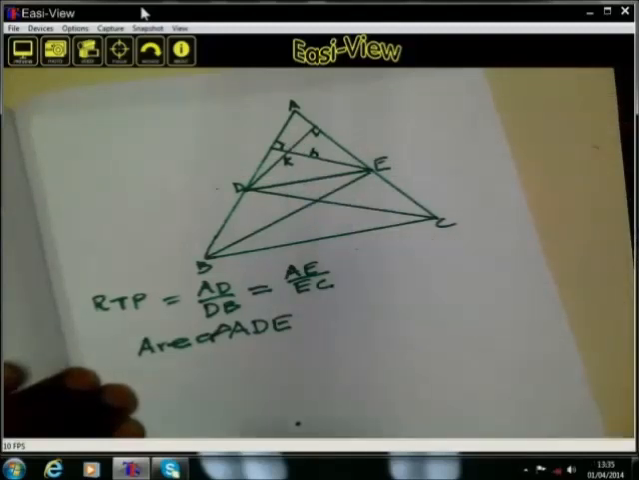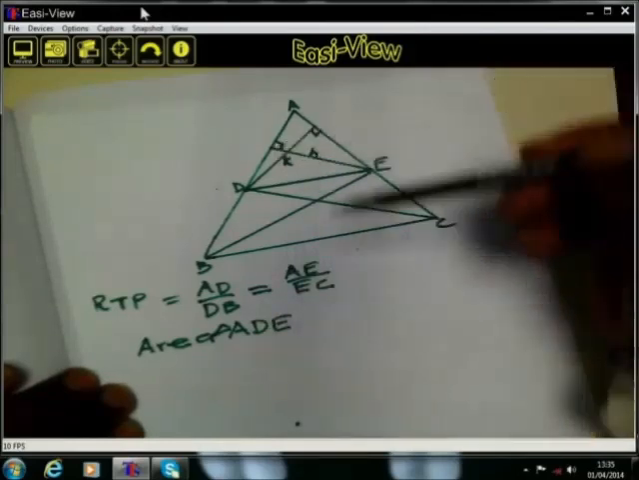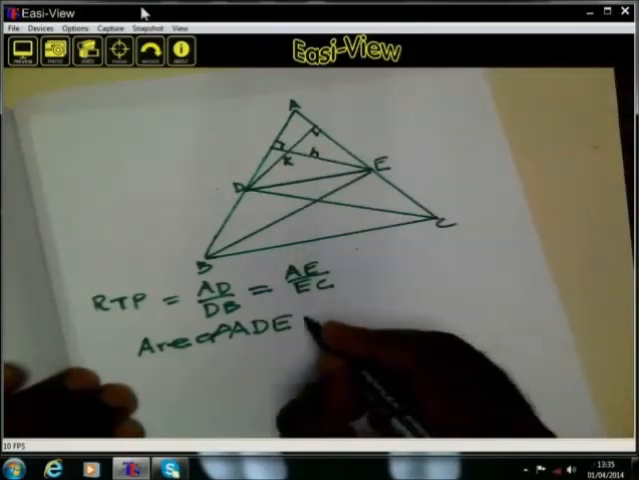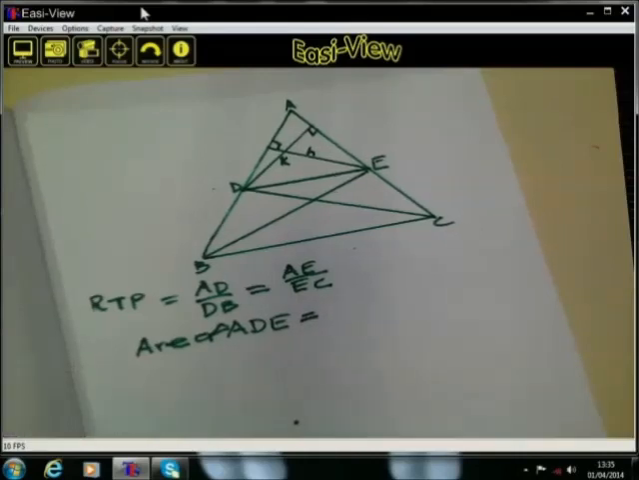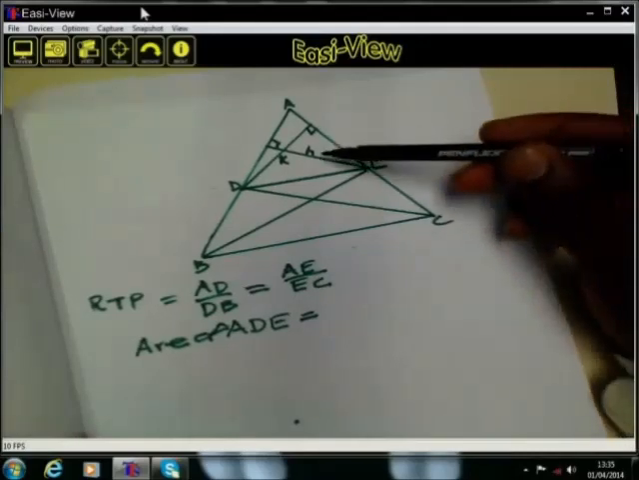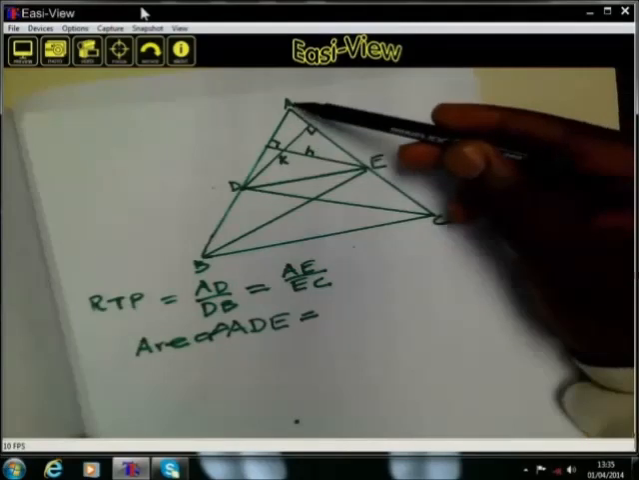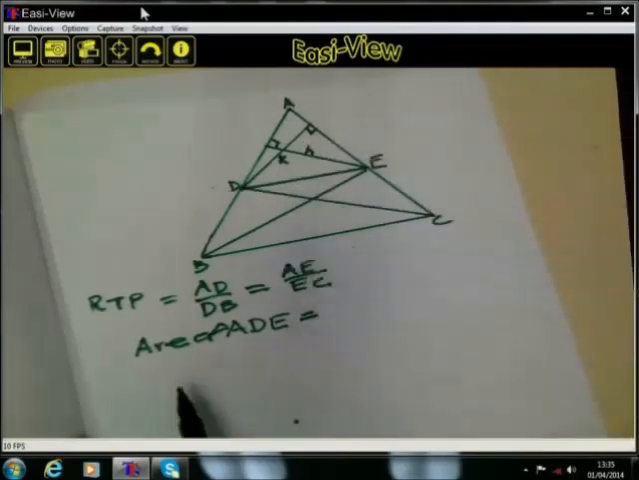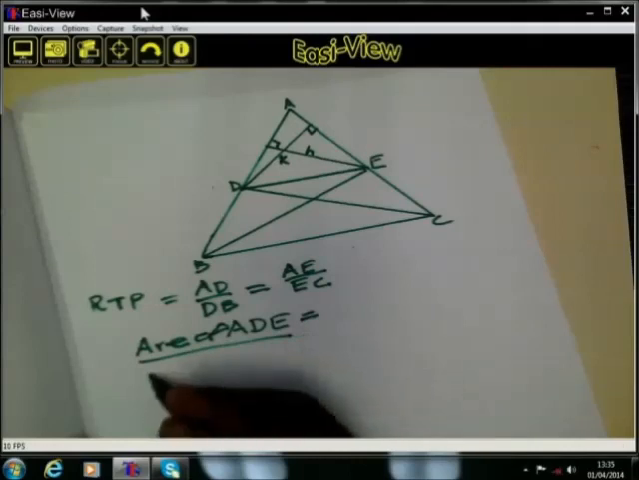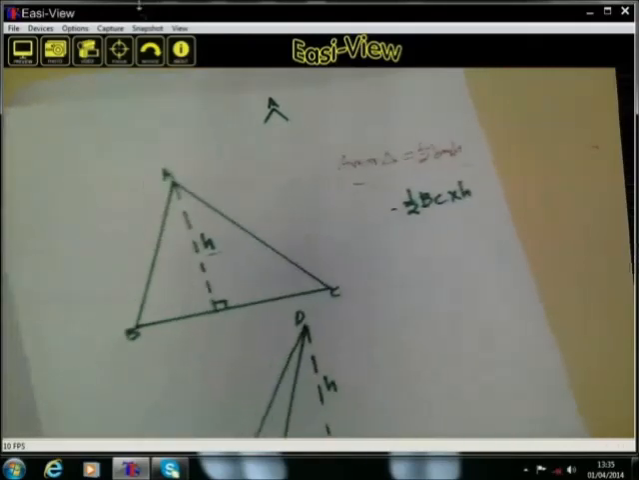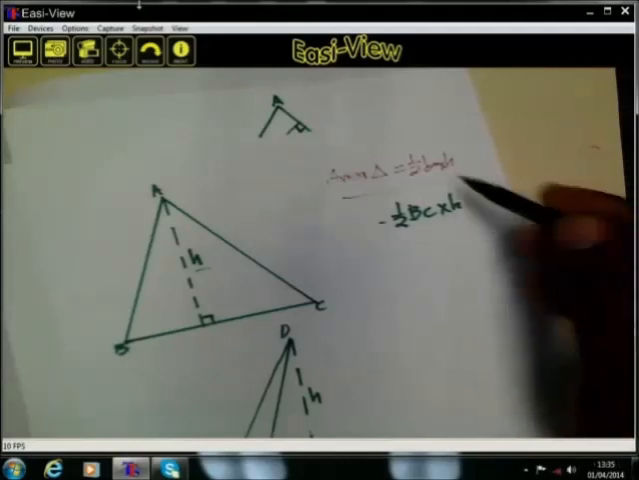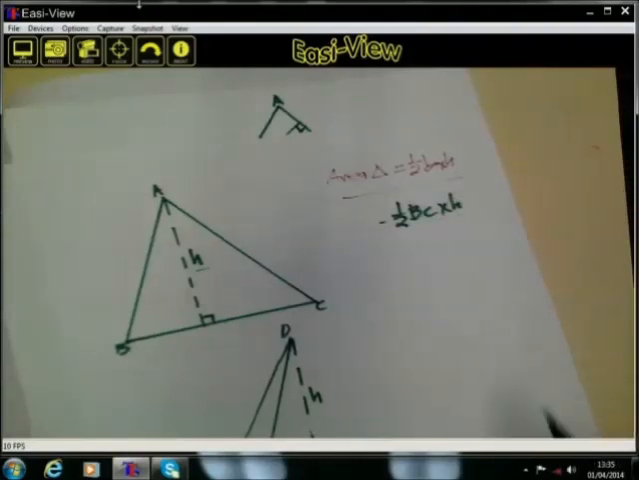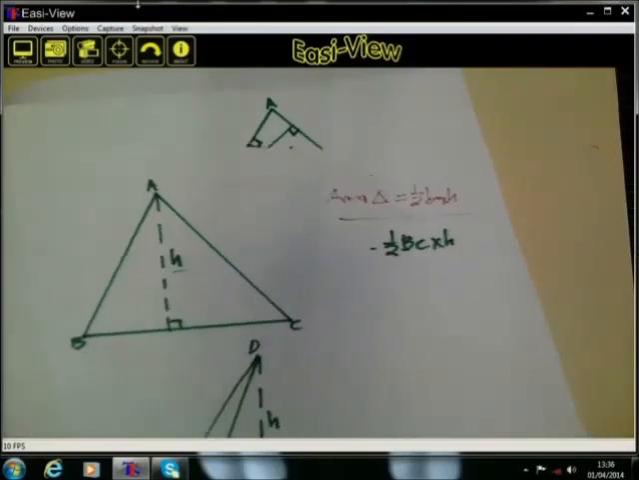Why? Because inside this there are perpendicular heights. Let's use H. If we are going to use H as the perpendicular height, then the base must be AD. The question is, what is the definition of the area of a triangle? Remember, this is what we've got from grade 9, 10, and 11. The definition stays the same. It does not change.